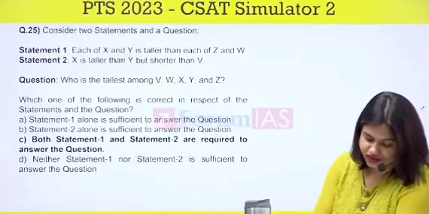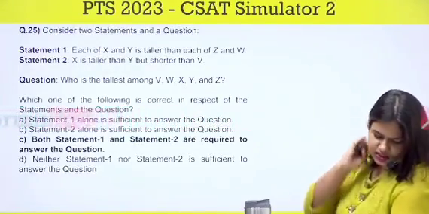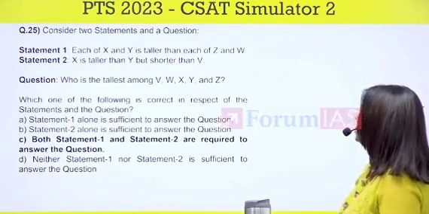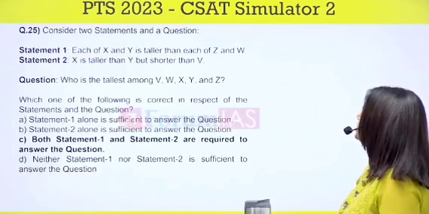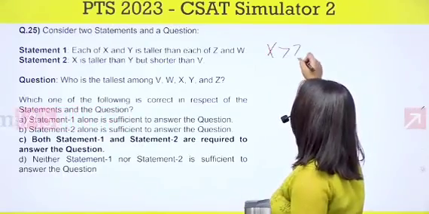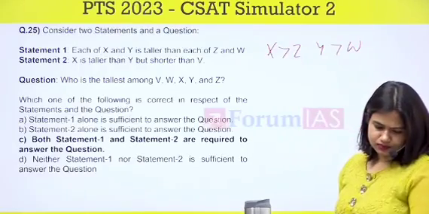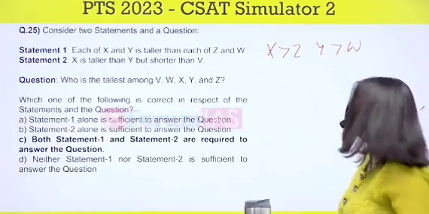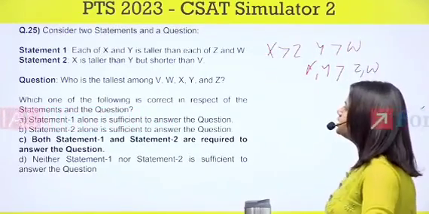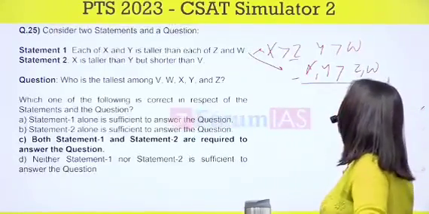Next question is 25. Consider two statements and the question. The question is, who is the tallest between V, W, X, Y, Z? Now, each of X and Y is taller than each of Z and W. That means X is taller than Z, Y is taller than W. Is that what they're saying? Then, the second thing is also that X, Y is greater than Z, W. This is also what they're saying by statement 1. This is what we have to understand. Are they saying this one or this one? They are saying this one.